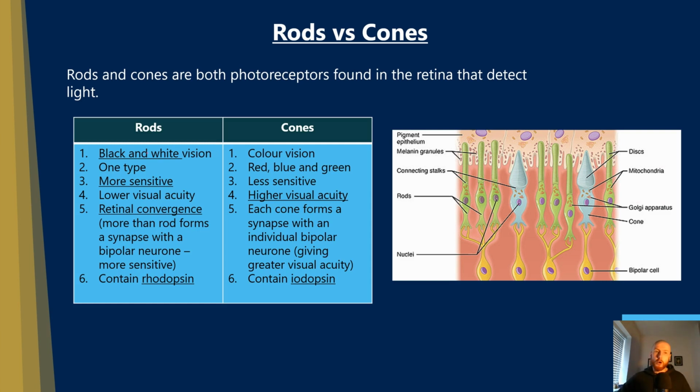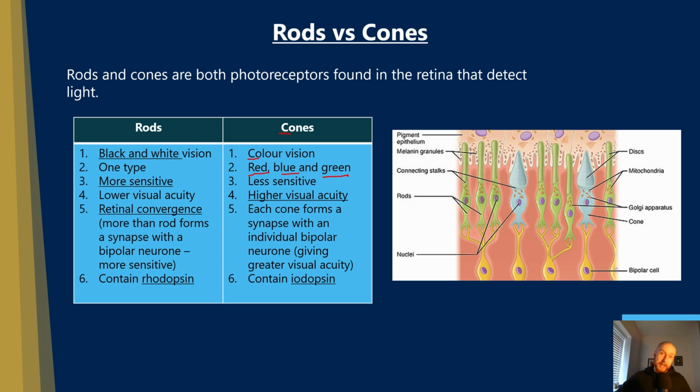So we can see that rods are black and white, whereas cones are colour. So remember, C for cone, C for colour. With rods, we've got one type, but with cones, we've got red, blue, and green cones. And each one is sensitive to a different wavelength of light. And that's what gives you the colour vision.